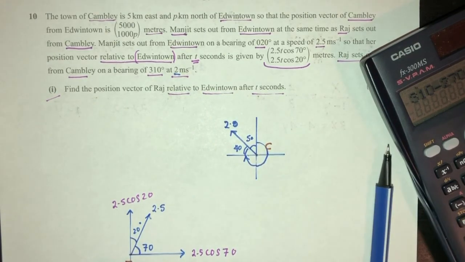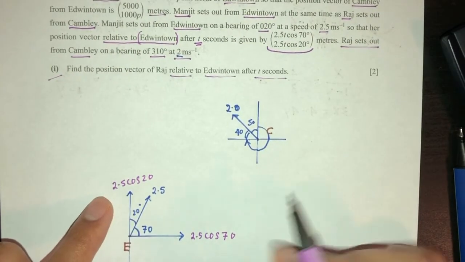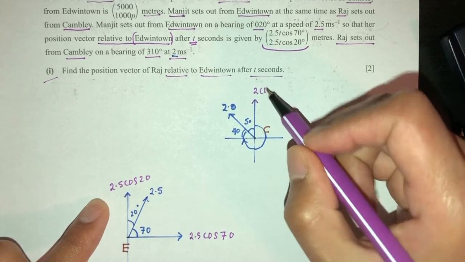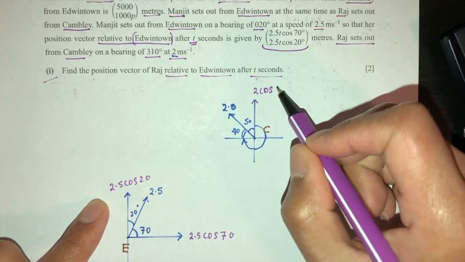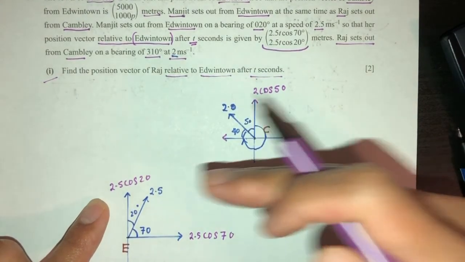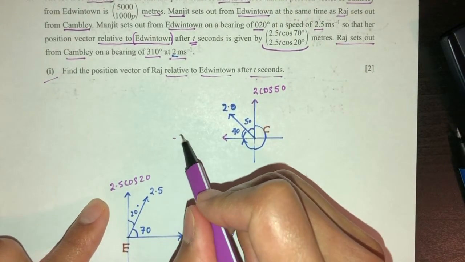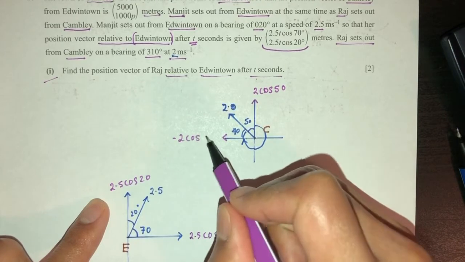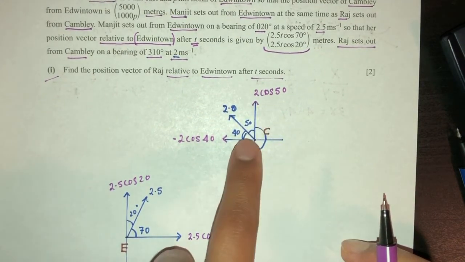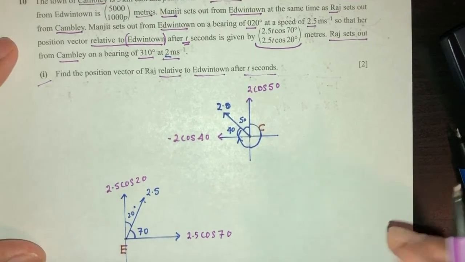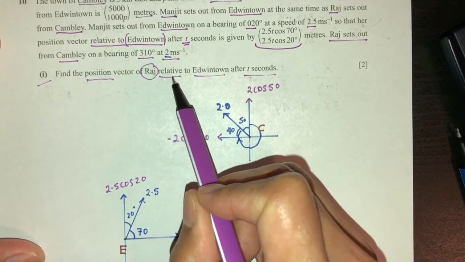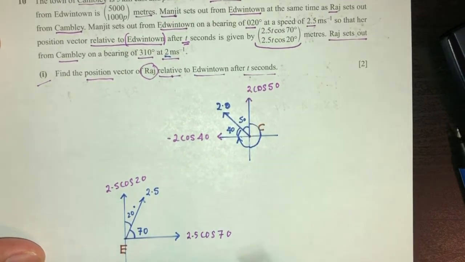So in that case, you can find your two vectors. On top, you will have 2 cos of 50. And for this one, since you're going to the left, it is negative, that will be minus 2 cos of 40. That will be your two direction vectors for that speed. Now the question is, you have to find the position vector of Raj relative to Edwinton after t seconds. So let's write this down.